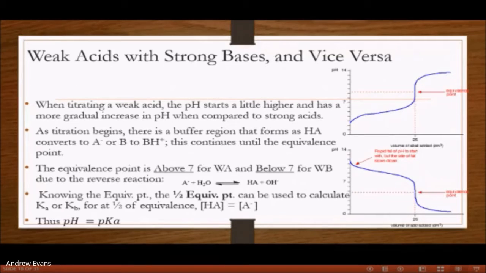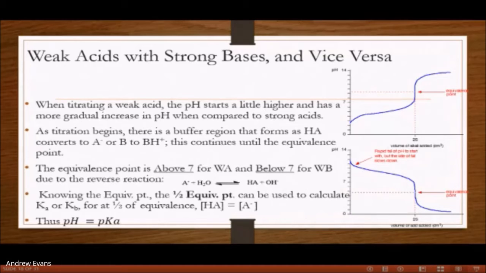And with a base, it'll do just the opposite. A weak base, when we have the conjugate acid, will attack water and produce acid. So you'd have a pH below 7 at the equivalence point. But being able to recognize this is a good thing. Why? Because of a key point in this graph. You cannot do this with strong acids and strong bases. I reiterate, you cannot do this with strong acids and strong bases. You can do this with weak acids and weak bases.